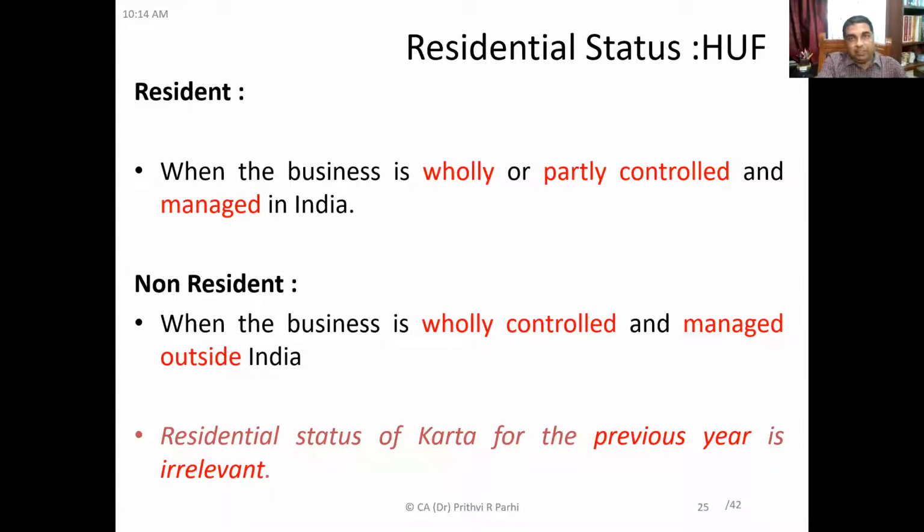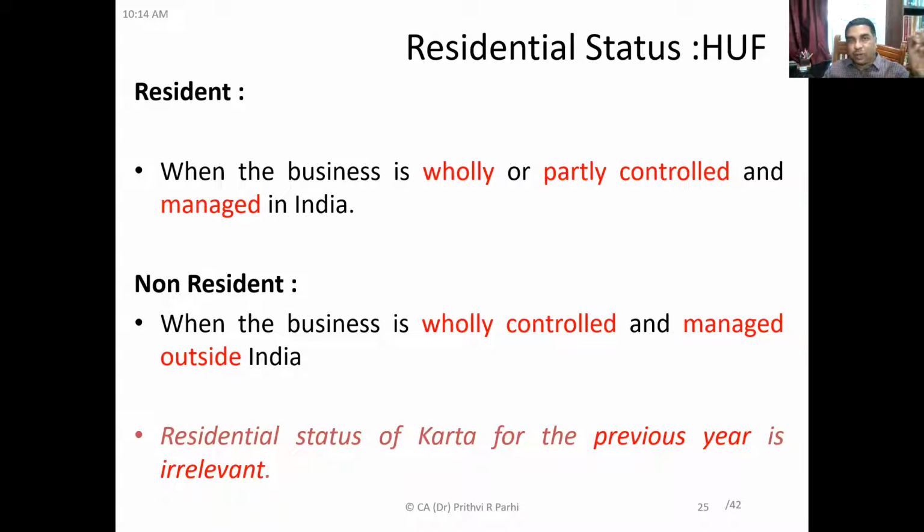Now, let us see the conditions of an HUF. When will an HUF be considered as a resident? When the business is wholly or partly controlled and managed in India. In that case, we'll be considering the residential status as resident. And it is non-resident when the business is wholly controlled or managed outside India, that is, entirely managed outside. That means even if a part control is there in India, it is resident.